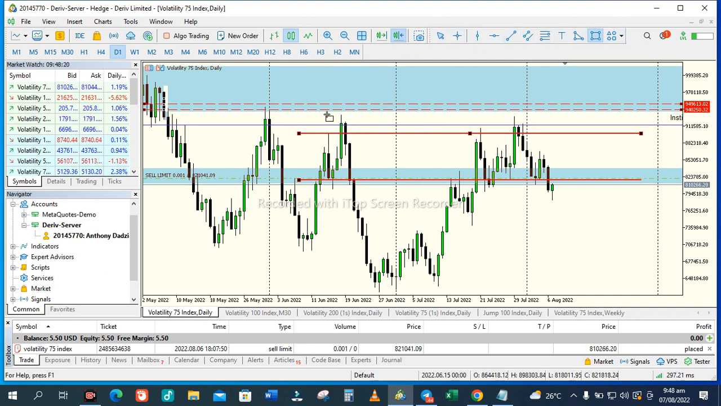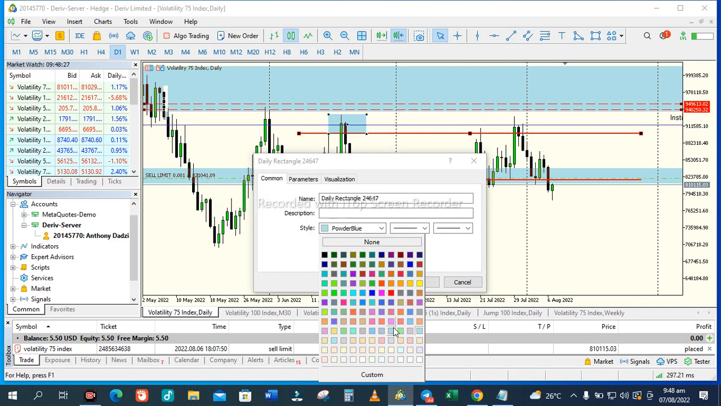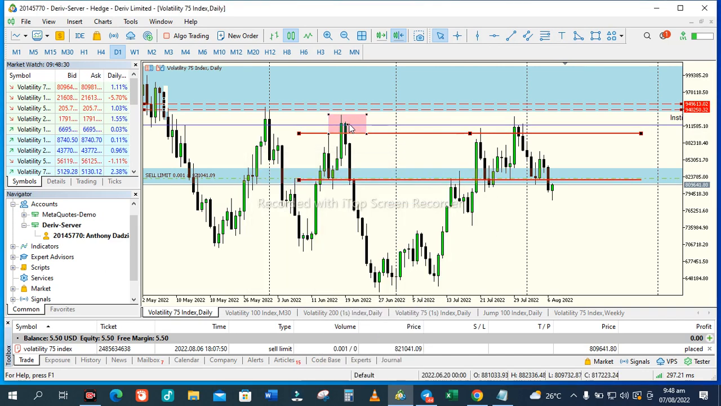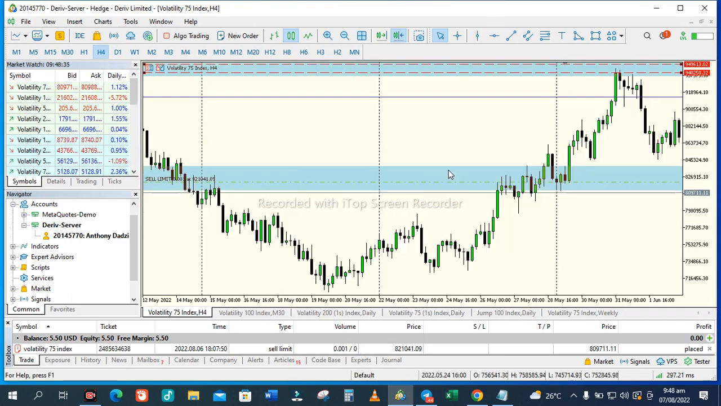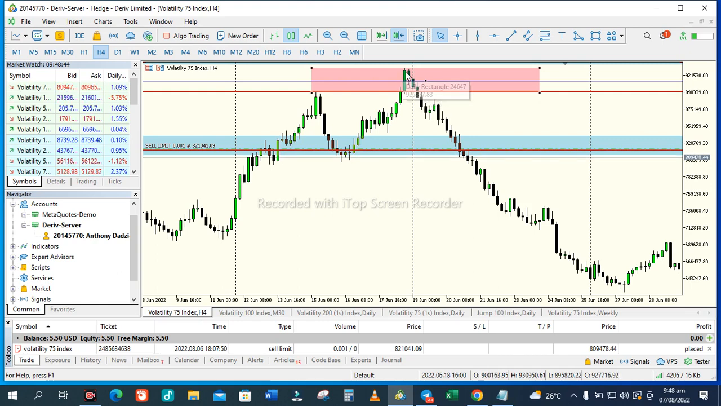So let me highlight the area that we are looking for the setup. All right, so let's go down to the 4-hour time frame. So this is what we have on the 4-hour time frame. So we have a correct bullish candle here, and let's say the mean threshold of that bullish candle is this blue line, which is also the mean threshold of that monthly candle. All right, now let's see what happens.